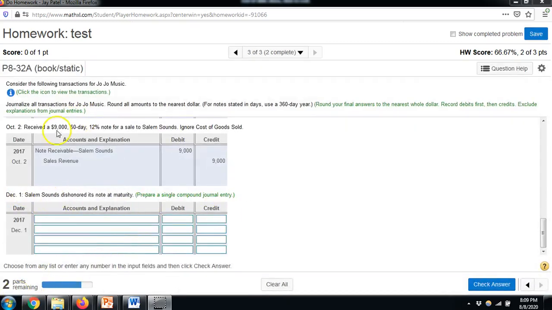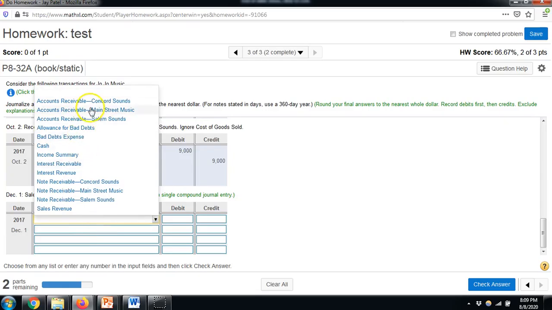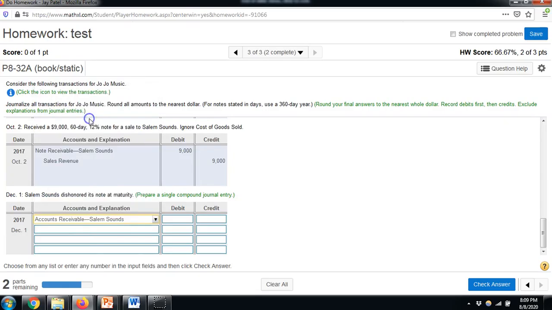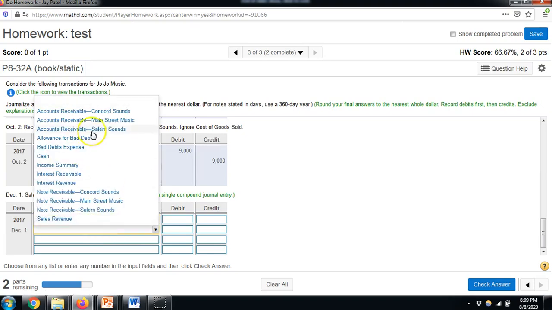Okay, now 60 days later, it looks like Salem Sounds is not going to do right by our business and not pay the note. So what are we going to have to do? We're going to have to transfer this note receivable and the accrued interest to an account receivable. So we're going to have an account receivable for Salem Sounds. We're going to have this note receivable for Salem Sounds.